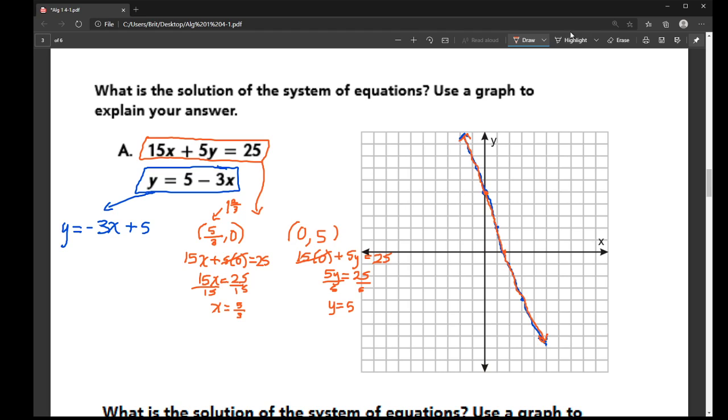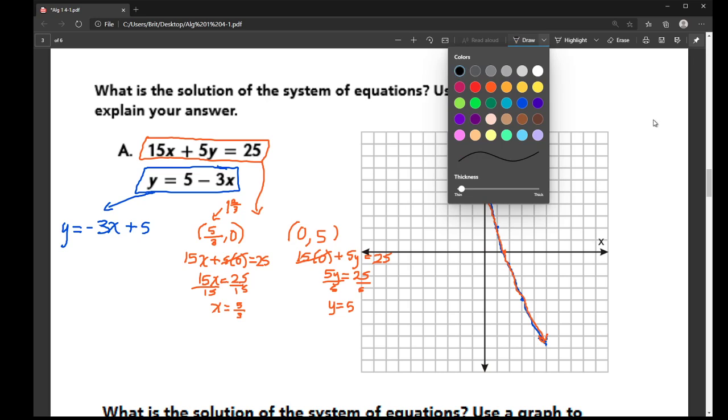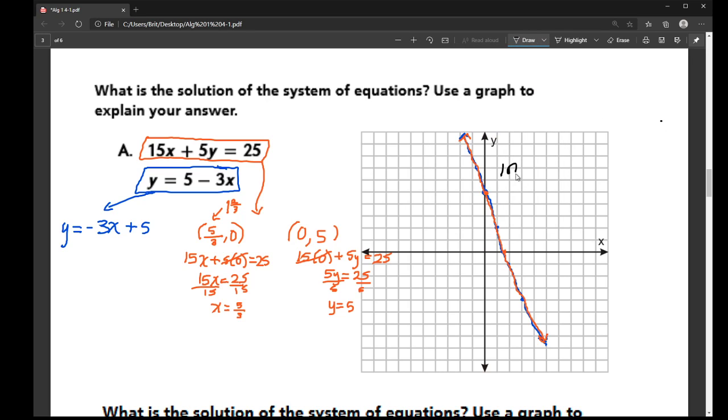And so when you have overlapping lines like this, you get infinitely many solutions. And that's because since the lines overlap, anywhere that you look on the line, it's a solution, because what's on one line is on the other one. That's why there's infinitely many of them, because lines continue on forever.